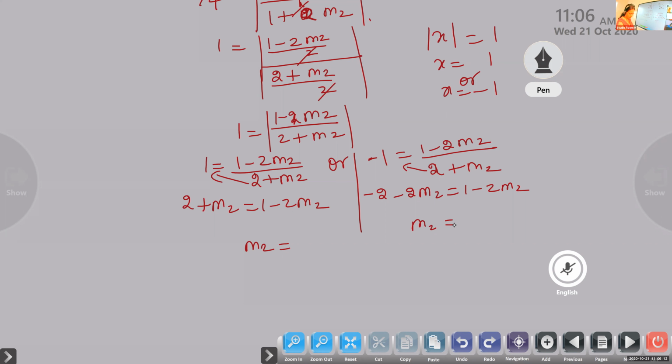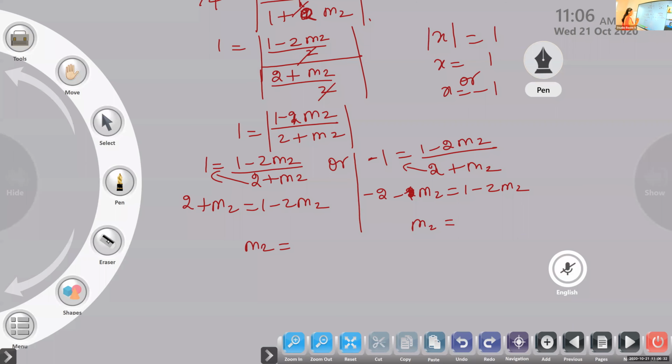Ma'am, on the right side, from the denominator, when we took it to the left side, one extra 2 came. Yes, this. Here no 2, isn't it? Okay, Achit. Here no 2.